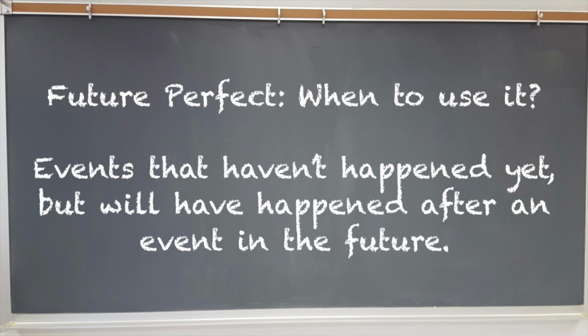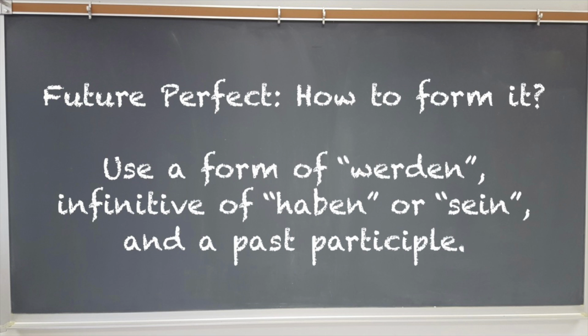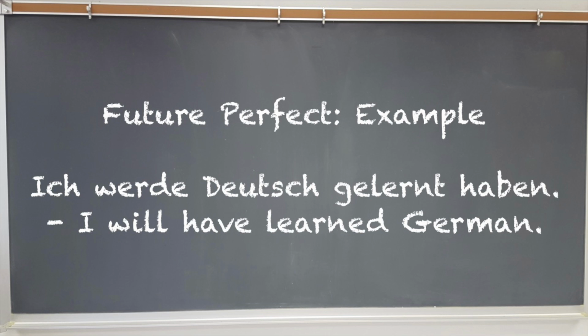The last tense on my list is the future perfect, and as the name implies, this is the future tense that is used when the action has not been completed, but will be completed later after you have done another event. This is formed whenever you use the future tense verb werden, as it would happen in the first future tense, but then we use the infinitive of haben or sein and a past participle of another verb. The past participle and the infinitive haben or sein go to the end of the sentence with haben or sein at the very end. Ich werde Deutsch gelernt haben. I will have learned German.